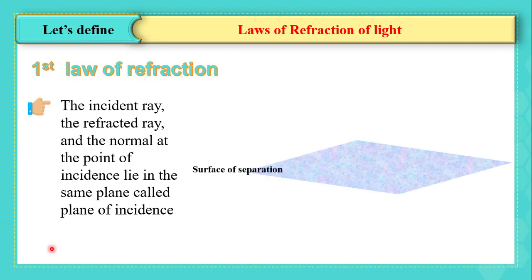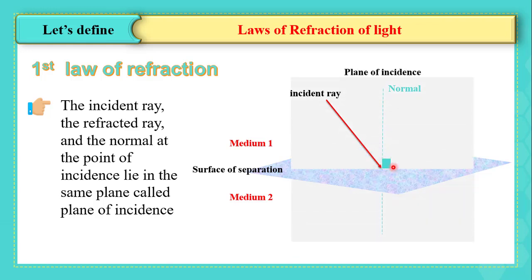Let's materialize the first law of refraction. Here we have the surface of separation between the two media. This is medium 1 and this is medium 2. Here we have the normal, which is an imaginary line perpendicular to the surface of separation. The first law of refraction states that the incident ray, the normal, all lie in the same plane of incidence with the refracted ray. But also in chapter 8, we've studied in the first law of reflection that the incident ray, the normal, and the reflected ray all lie in the same plane. Then, the three rays, the incident, the reflected, and the refracted ray with the normal, all lie in the same plane of incidence.